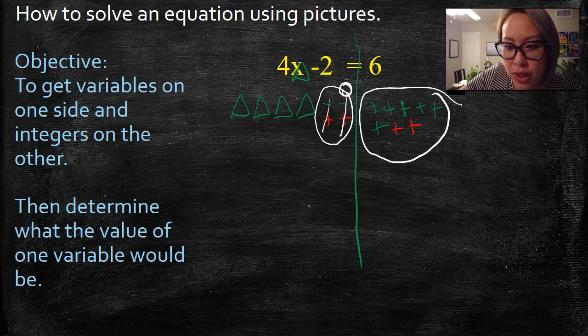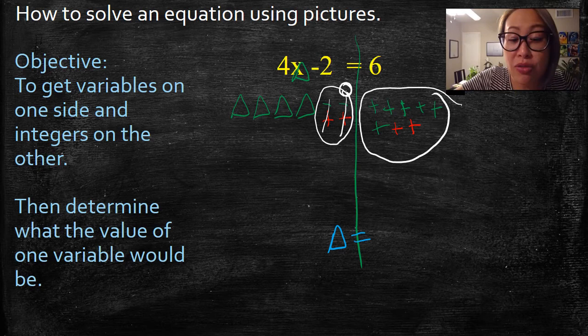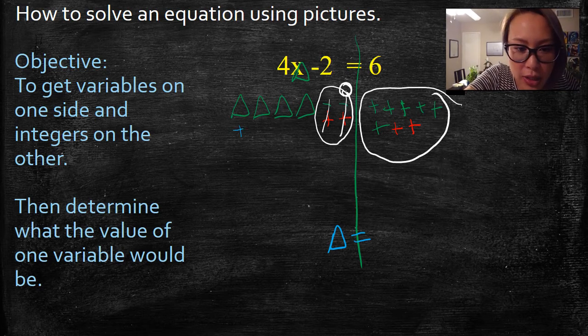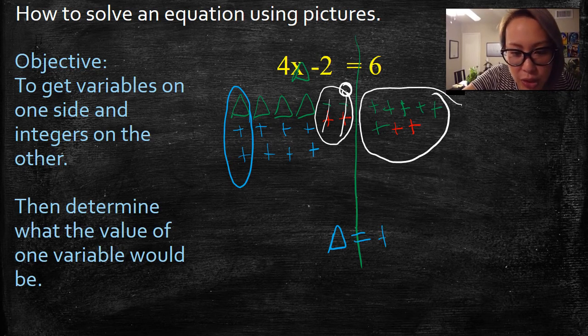But keep in mind, we really just want to know how much one triangle is worth, or what one variable would be. So in this case, if I have 4 triangles is the same as 8 positives, I'm going to split the 8 positives between the 4 groups. So we're going to give them 1, 2, 3, 4, 5, 6, 7, 8. And now we know that one triangle is worth 2 positives.